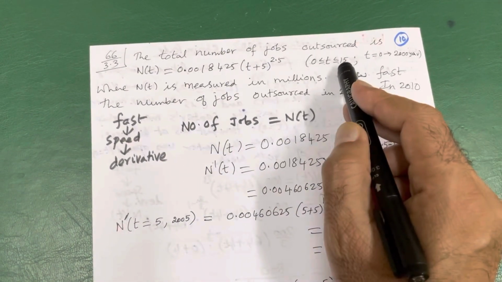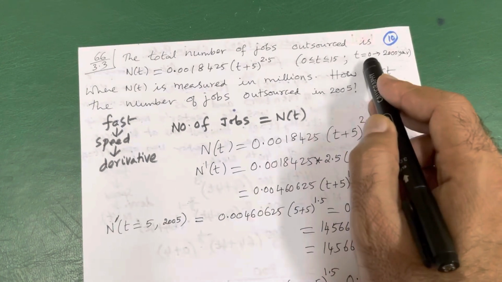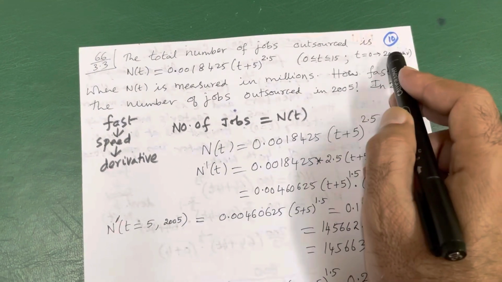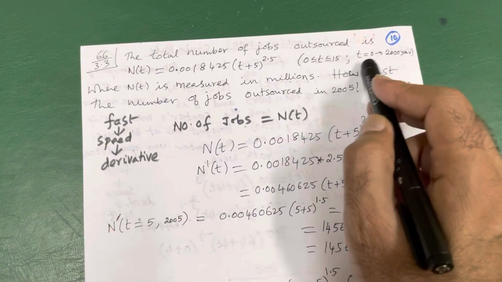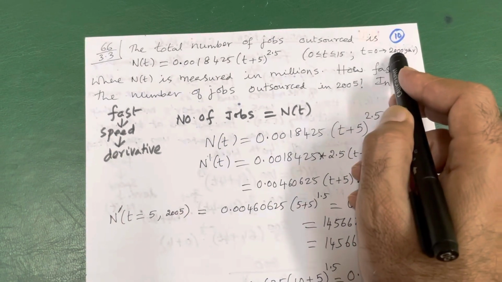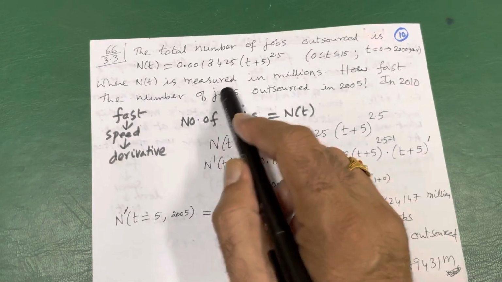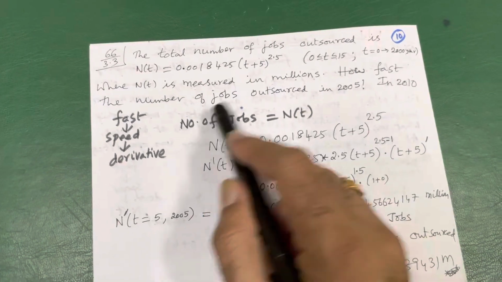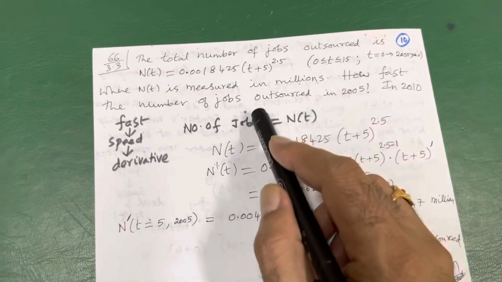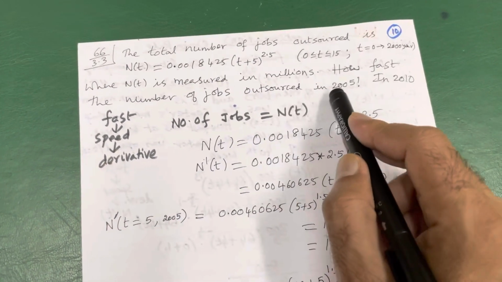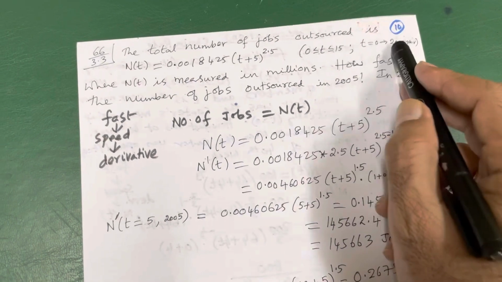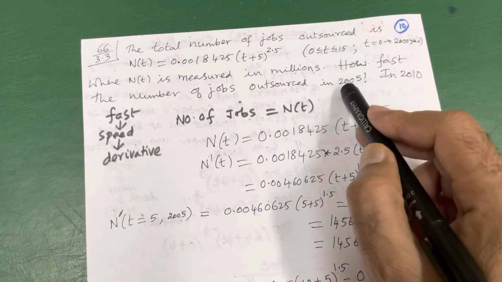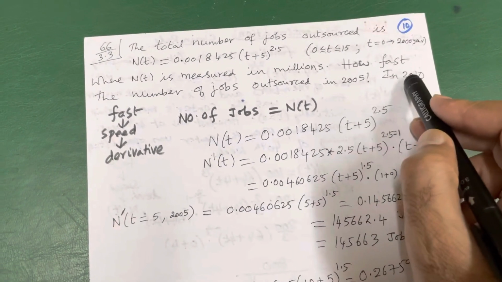When t is from 0 to 15, t equal to 0 means 2000. In the year 2000, this outsourcing started. That is why t equal to 0 is 2000. It is talking about 15 years. N(t) is measured in millions. How fast? See this? How fast means derivative. The number of jobs outsourced in 2005. T equal to 0 is 2000, so 2005 will be t equal to 5. 2010 means t equal to 10.